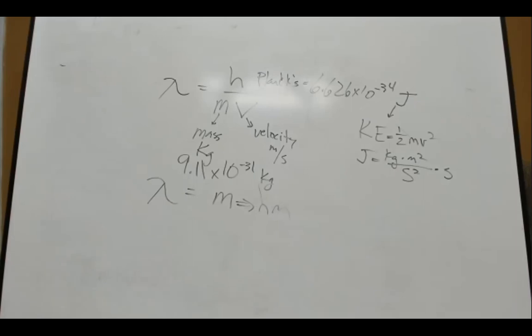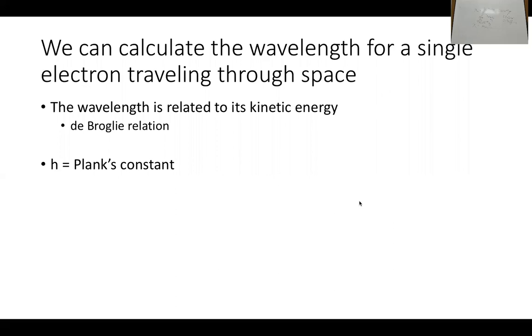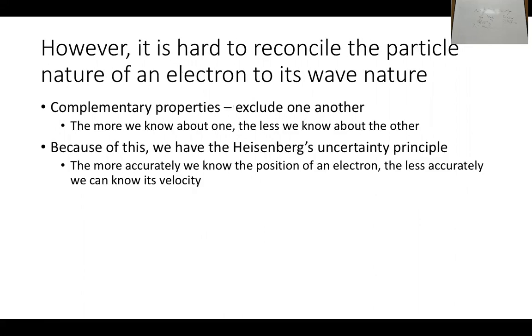Just keep that in mind. We can use this equation to calculate the wavelength of anything we want. If we wanted to, we could use the mass of a basketball traveling at a specific velocity and calculate its wavelength. Obviously the basketball is not behaving like a wave, but we could still do it. It's hard though.